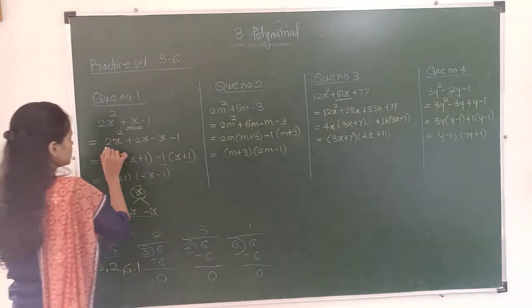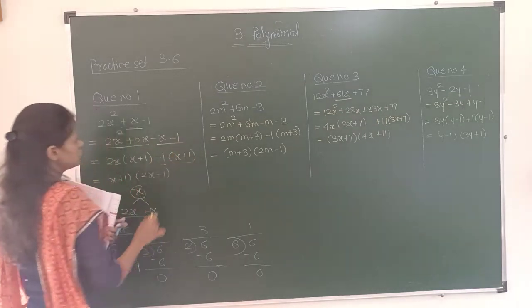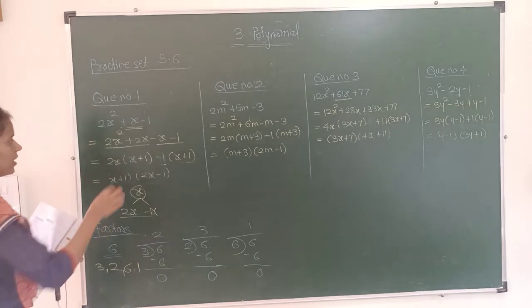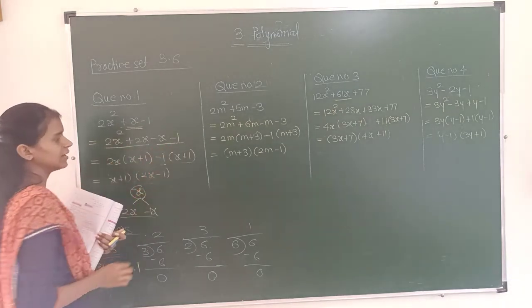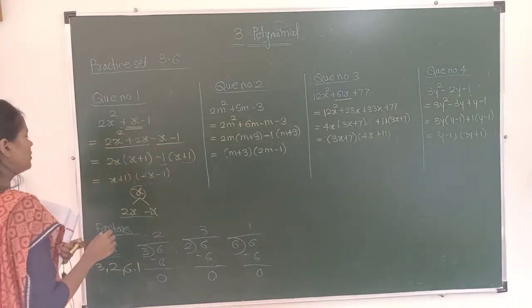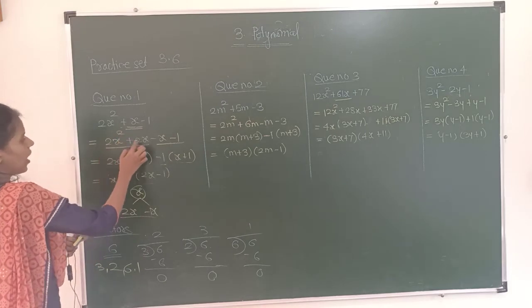Now just hold on, just think about these two terms. This is the first term and this is the second term. I have underlined them. Now here is what? 2x raised to 2 and 2x.